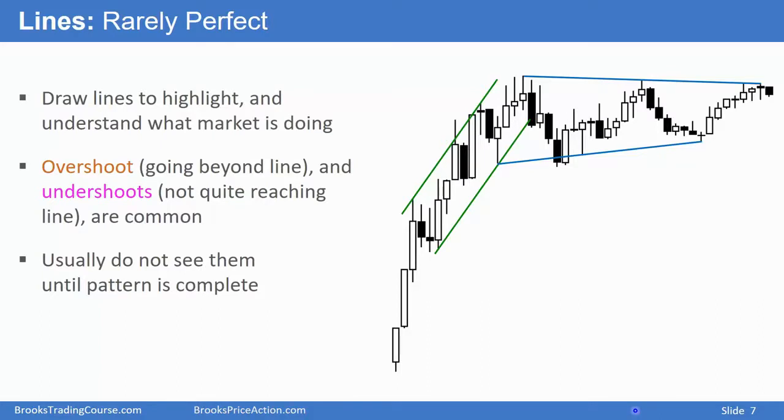A lot of times you don't appreciate overshoots and undershoots until after a pattern is complete. So for example, you would not see this as an overshoot of the bottom of the channel until after the market reversed up here. That's okay. And the same is true here. Initially, you draw a line using this high and that high, and then you might decide that this is a better high to use because it creates a parallel channel. And once you do that, then this high becomes an overshoot. It went above the top of the channel.